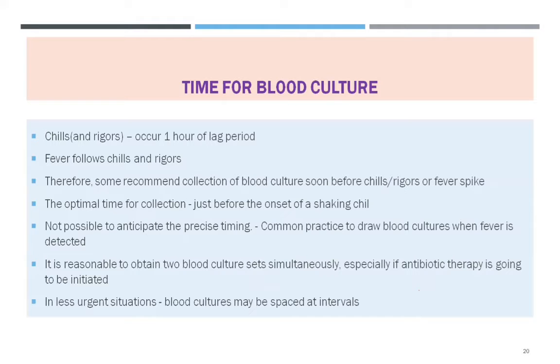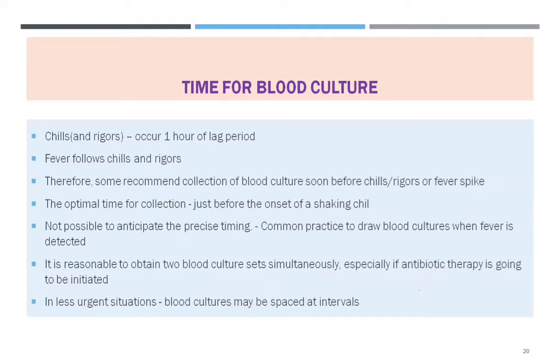Now, what is the timing? This is another important thing. It is seen that chills and rigors occur 1 hour after the onset of the infection. That is the lag period. Also, fever follows chills and rigors. Therefore, some studies recommend collection of the blood culture soon before the chills, rigors or fever spike. The optimal time for collection is just before the onset of shaking chills or rigors.